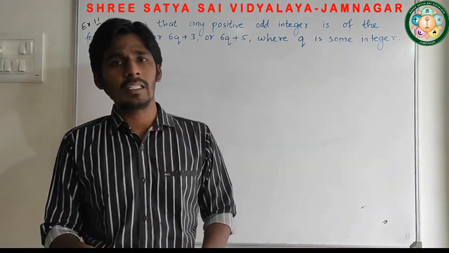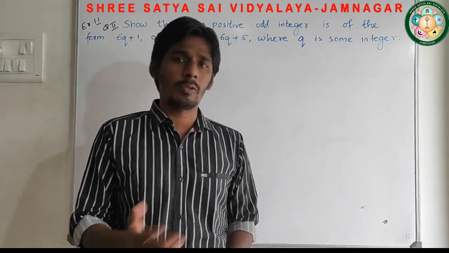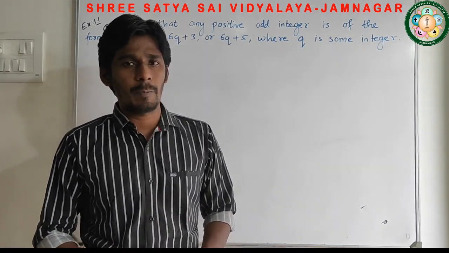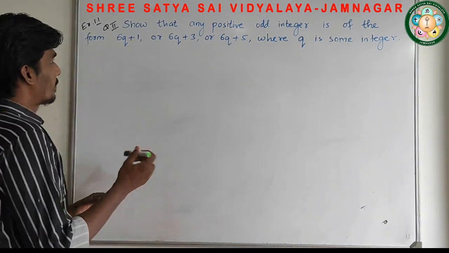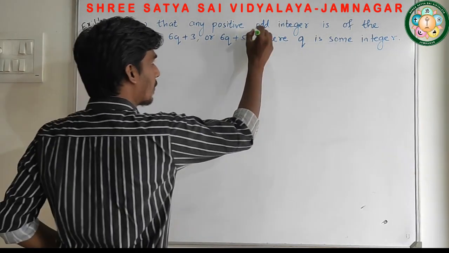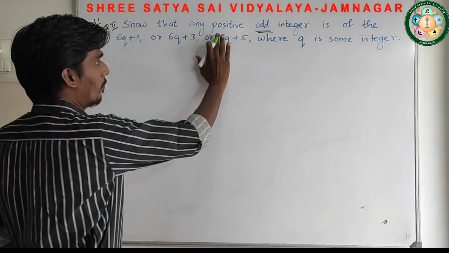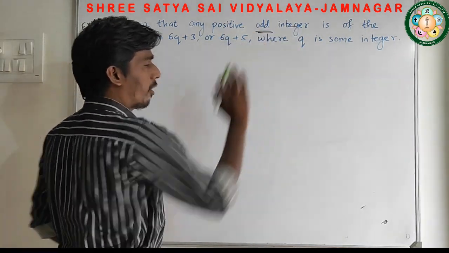It's quite simple only. Then also the way we have to prove it is not somewhat similar to what we had done in the previous part of this chapter. So here, as per the statement, show that any positive odd integer. So first of all, the condition is what? This is for any positive odd integer. So it's a positive also and an odd integer also.